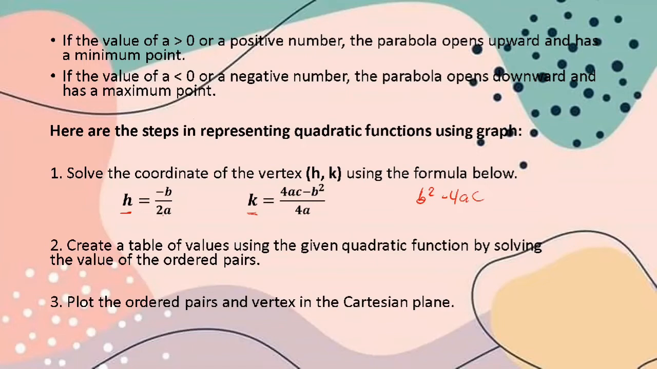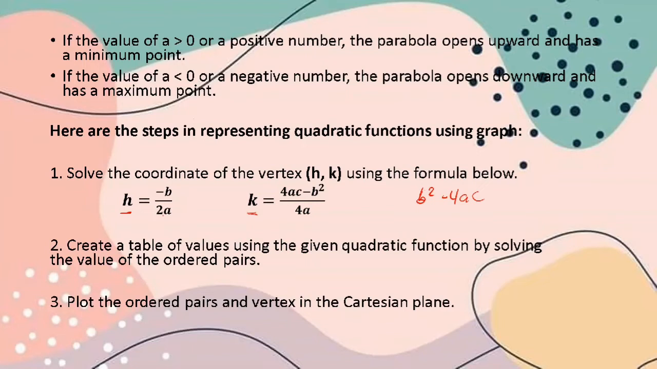So, next naman natin, number 2. After natin malaman yung vertex and number of solutions, we need to create a table of values using the given quadratic function. And then we are going to solve the value of the ordered pair. Ayan. So, ang gagawin lang naman natin dito is yung table of values natin, kukumpletuhin lang natin by substituting the value of x doon sa ating equation. So, after natin ma-complete yung ating table of values, we will plot the ordered pairs and the vertex in the Cartesian plane. So, now let's proceed, no?